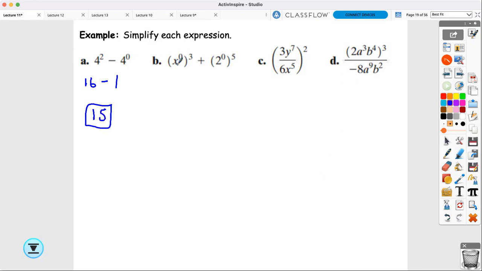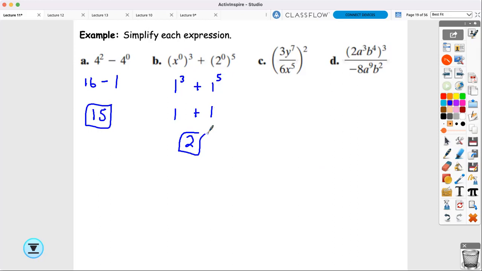Here we have x to the 0 cubed plus 2 to the 0 to the 5th power. Well, x to the 0 is just 1. We still have the cube there. 2 to the 0 is just 1, and we still have the 5th there. 1 times 1 times 1 is just 1. 1 times 1 times 1 times 1 times 1 is just 1. 1 plus 1 is 2. And we're done with B.